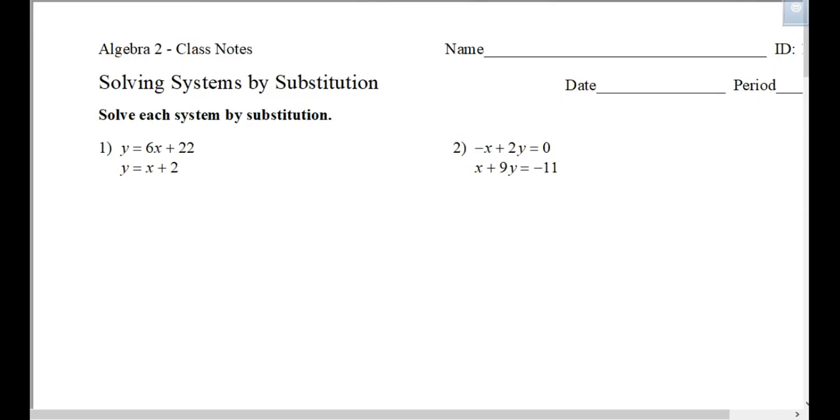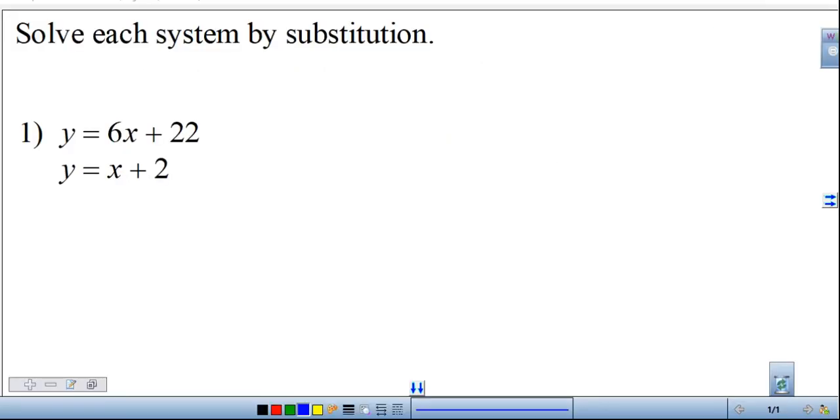Today we're going to talk about how to solve systems of equations by substitution. In this first example, there's two things that I want to point out to you.